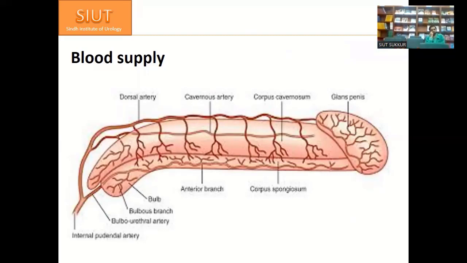Short about blood supply. Internal pudendal artery divides into bulbourethral and dorsal penile artery. The bulbourethral artery further divides into bulbous branch, anterior branch, and corpus spongiosum branch, while the dorsal artery gives further branches to corpus cavernosum, and before entering it gives a branch to cavernosal arteries on both sides.